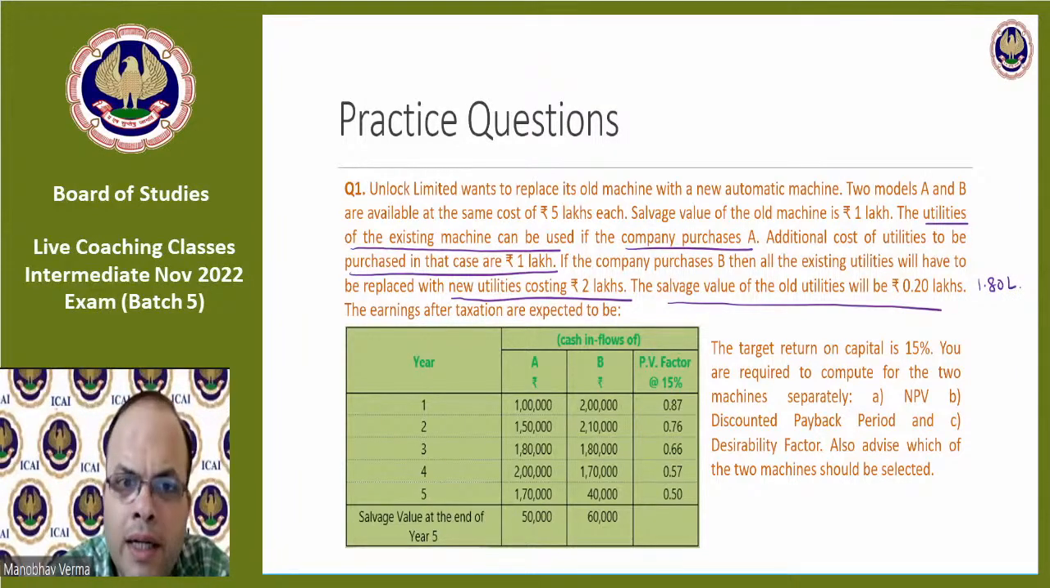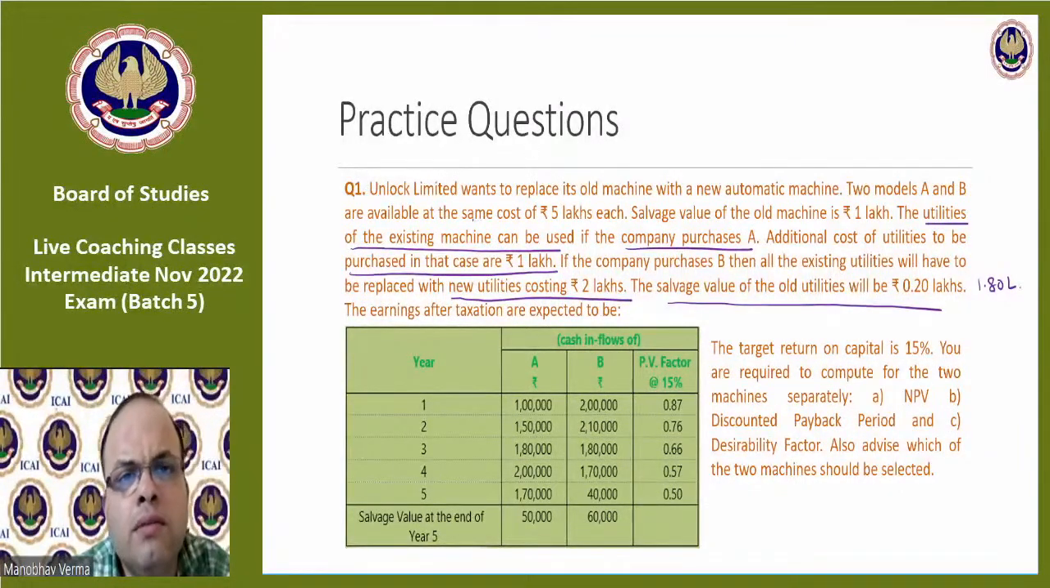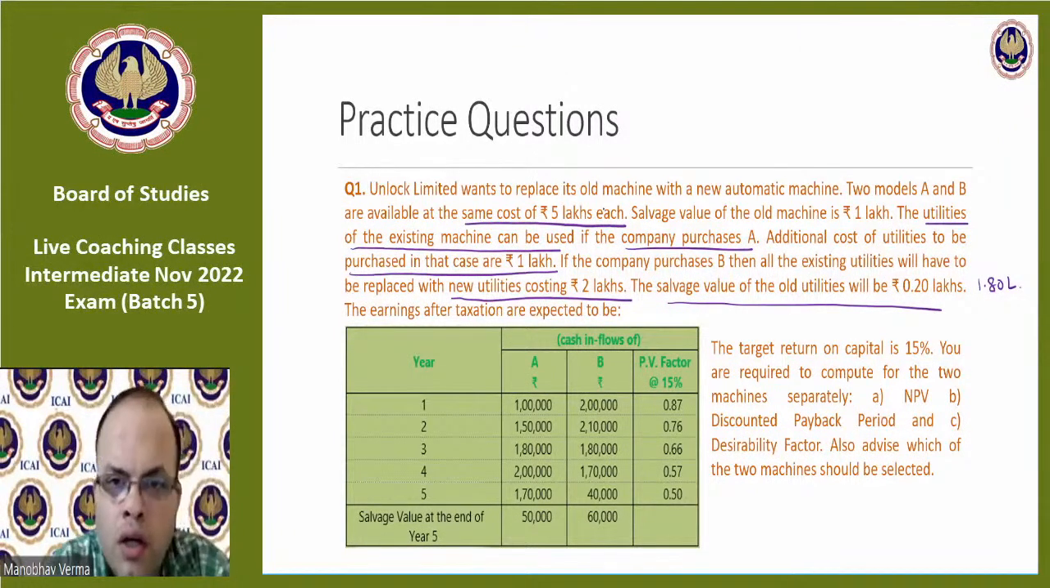Target return on capital, that's your discounting rate, is 15%. We have to calculate the NPV of the two machines separately, and also the discounted payback and desirability factor. And we have to advise which of the two machines has to be selected. They've given us the inflows related to machine A and B. Mind you, the initial outflow, that is the initial cost, is the same for both the machines, 5 lakhs each.